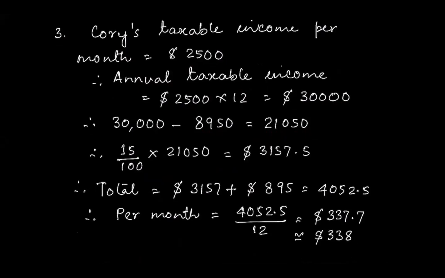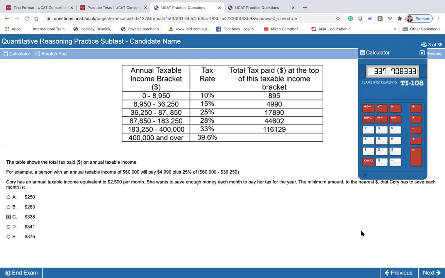And for 21,050, the rate is 15%. So you have 15% multiplied by 21,050. That gives you 3,157. And then 3,157 needs to be added to 895 to get the total tax, which is 4,052.5. And this is the yearly tax. So for monthly, you just divide it by 12, and you would get 337.7, which when rounded is 338. All right, so the answer to that question was C.